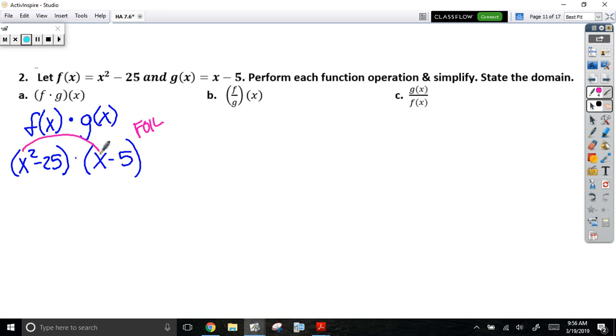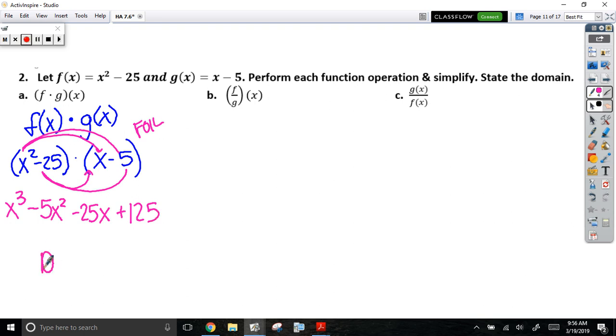But x squared times x would get us x cubed minus 5x squared minus 25x and plus 125. You actually don't need to combine any like terms there because that's it. What will our domain be? Come on. All real numbers. No denominators and no square roots.